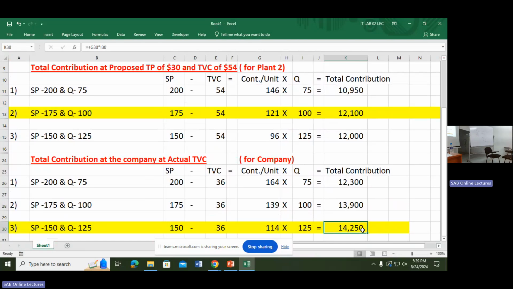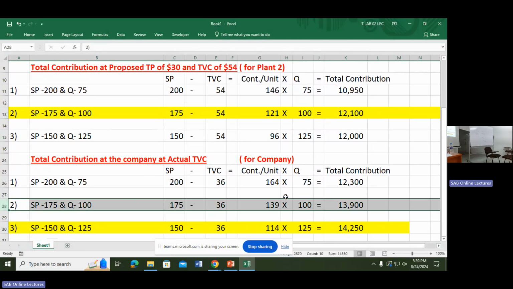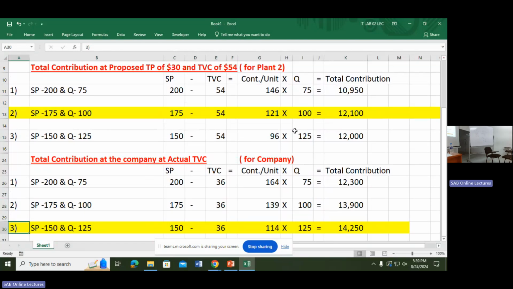So if the transfer price is 30, the total variable cost becomes 54 to division B. So still division B selects the second one. You got my point? Then their decision is wrong. The 13000 is the contribution to the company, but they could have got 14250 by going for the third one. Now they decide based on plant B's contribution. So transfer price 30 will give the highest contribution to plant B at 175 at 100, which is not in line with the highest total contribution to the company based on the actual variable cost. You got the point? Right?